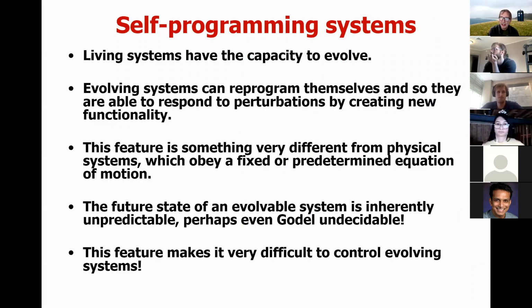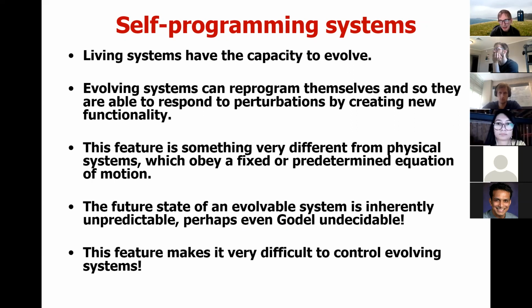So basically the idea is that living systems have this capacity to evolve, and that is the defining feature of them. What that means is that they are able to reprogram themselves, and by reprogramming themselves, they can create new functionality, and that new functionality might enable them to adapt better to whatever external environment they are in, and so on. So this is the idea that you can have systems that rewrite their own code, and so they are self-programming, evolving systems.